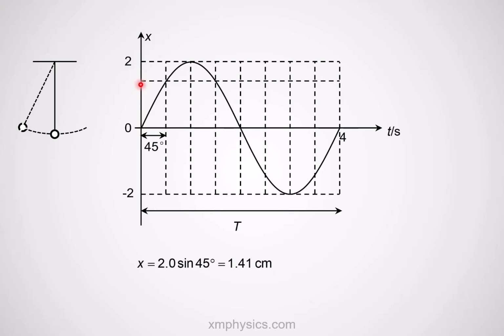So for the distance traveled by the pendulum, we have to take 2 minus 1.41. See? 2 minus 1.41 gives you this one. But then it goes up and then comes down, right? That's why it must be times 2 here.